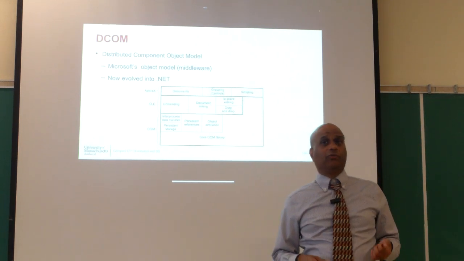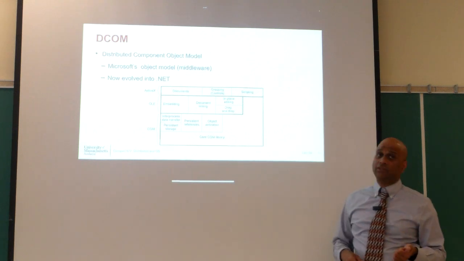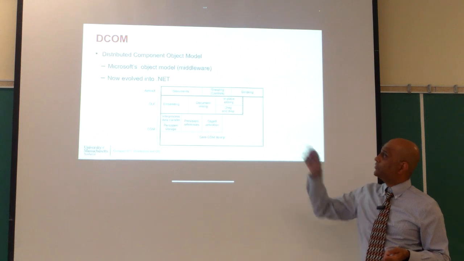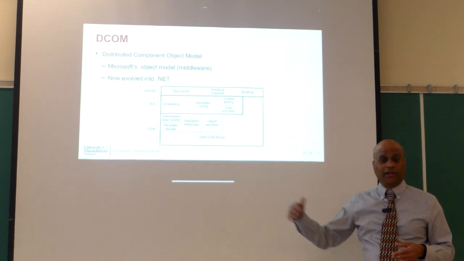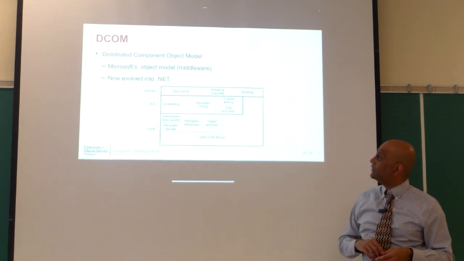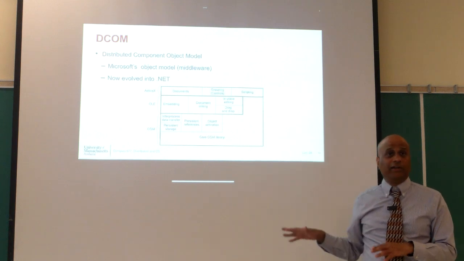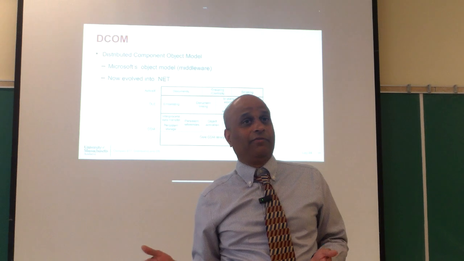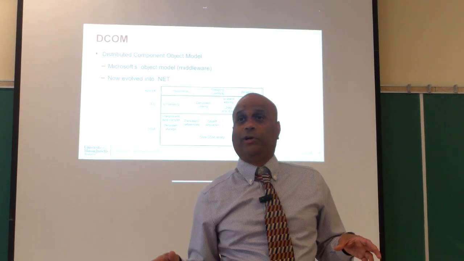The first one was called COM, which was essentially the component object model. Then there was one called DCOM, which was the distributed component object model. It evolved, and we'll see the evolution as well. And finally, today we ended up with .NET. So you have Microsoft's .NET platform that allows you to write distributed applications.